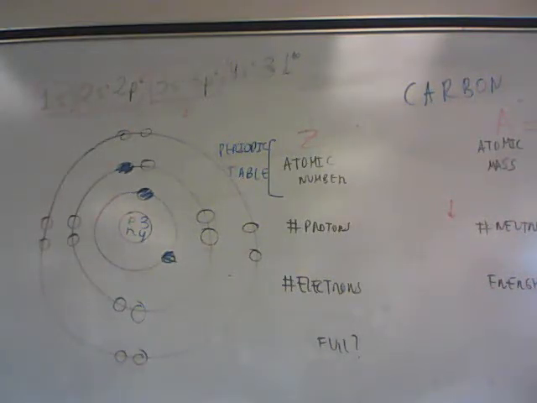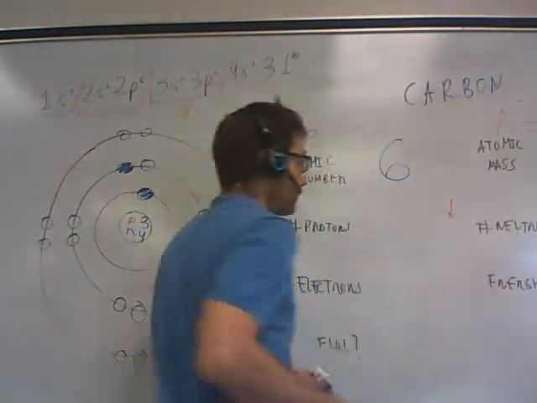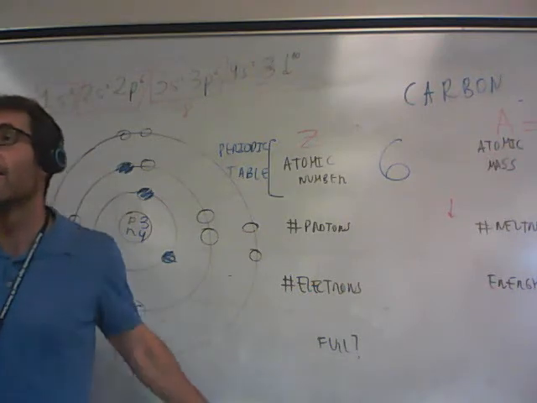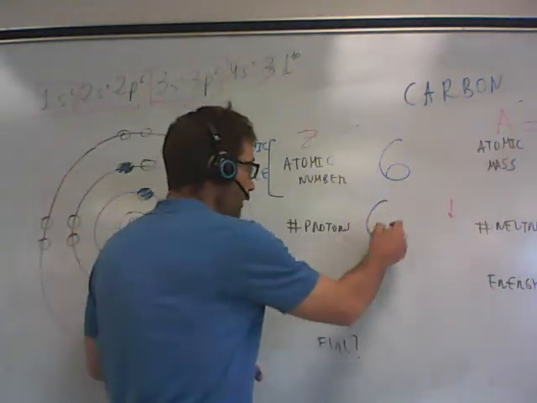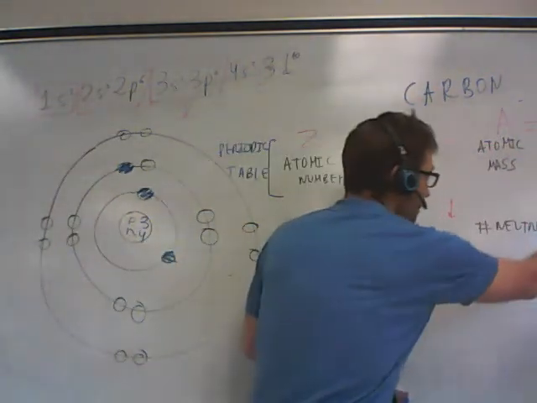Carbon. I go to the periodic table and I get 6 for the atomic number and 12 for the atomic mass. So I write here 6, 12. Which is the number of protons? Come on, everybody. 6. The number of electrons? And the number of neutrons? 6.